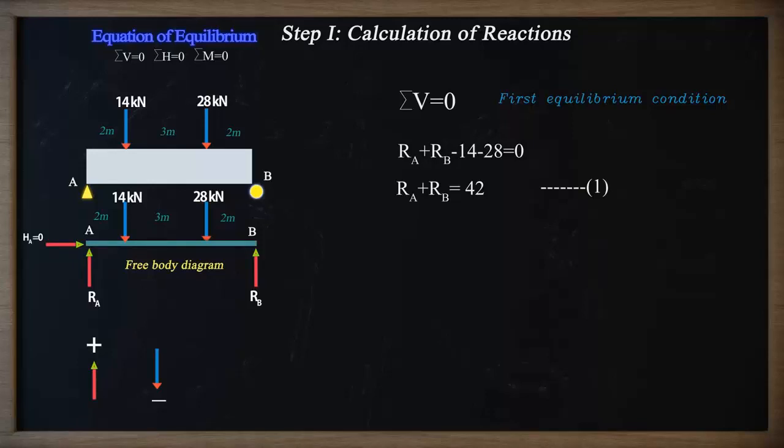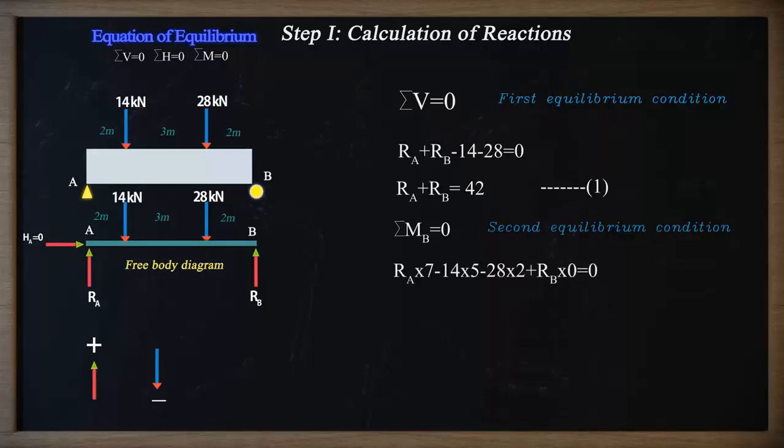Now apply the second equilibrium condition, that is, sum of all moments at any point equals 0. We can apply this equation at any point, but in order to remove one unknown reaction, we need to apply this equilibrium condition at either point A or point B. So let's apply it at point B. So we have Ra into 7 minus 14 into 5 minus 28 into 2 equals 0. Let's call this equation number 2.